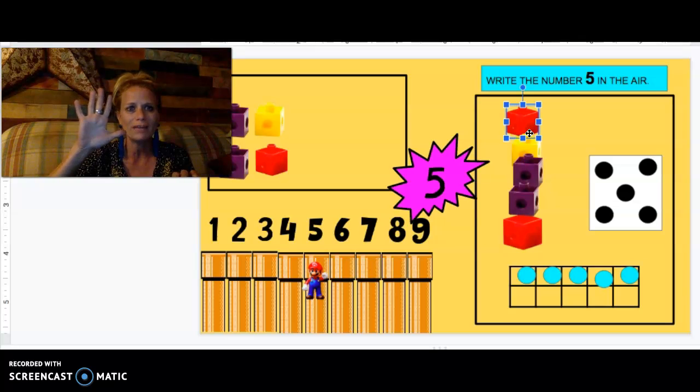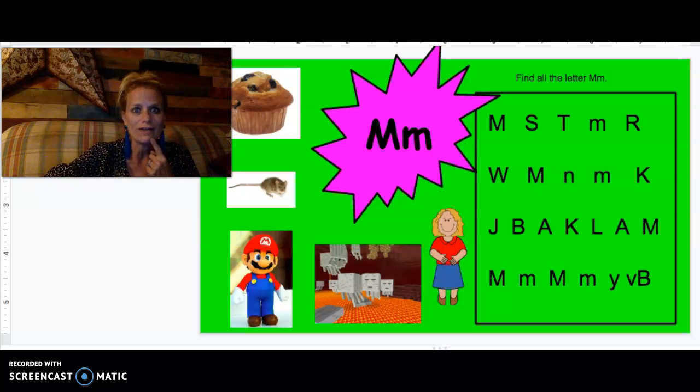5 objects for me, and see if you can also find the letter M somewhere around your house.